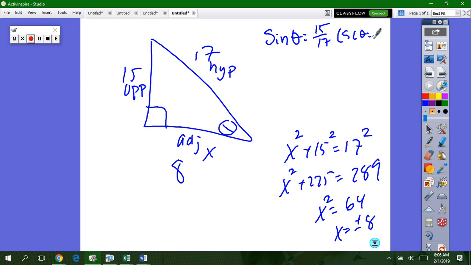Which means that my cosecant of theta is what? Just that guy's reciprocal, right? So it'd be 17 over 15. You guys good with that? Okay. I also know that the cosine of theta is adjacent over hypotenuse, which is the 8 over the 17. So therefore I have the secant of theta is 17 over 8.